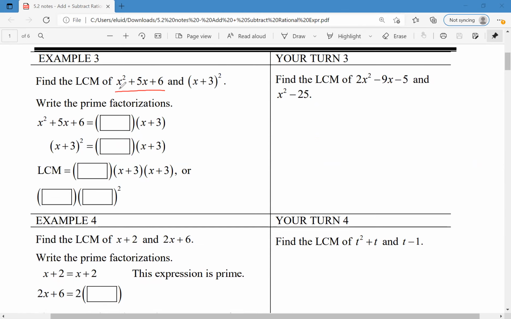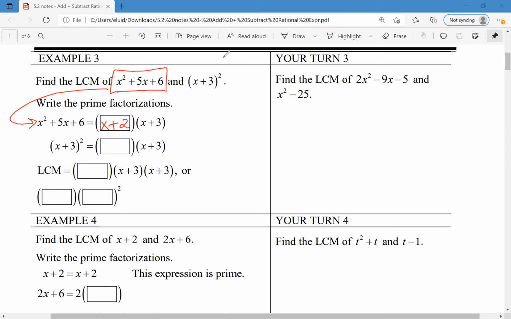So our first job is to factor each one of those. Let's start with the x squared plus 5x plus 6. We're going to set up our parentheses, fill in x times x. The last 2 terms multiply to 6 and need to add up to 5. So that's going to be positive 2 and positive 3. So we can fill in x plus 2, x plus 3. So our LCM is going to need x plus 2 and x plus 3. We know that for sure.